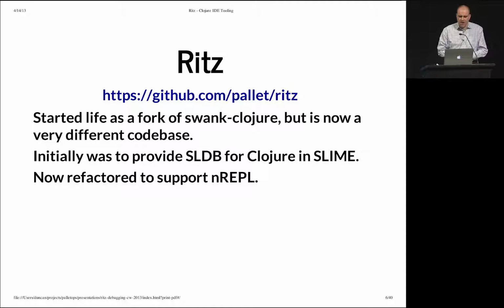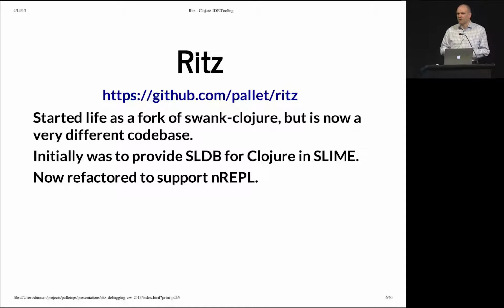So Ritz, as I said, started off as a fork of Swank Clojure, but it's now been refactored several times. It's a very different code base, much more modular, split up into different projects. Although the original focus was just to provide debugging for Slime, it now includes essentially all the implementation of Swank Clojure. So all the features that were in Swank Clojure can be provided through Ritz. And it's been refactored to support nREPL.